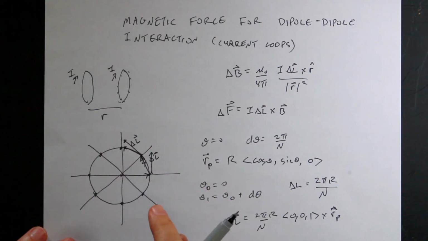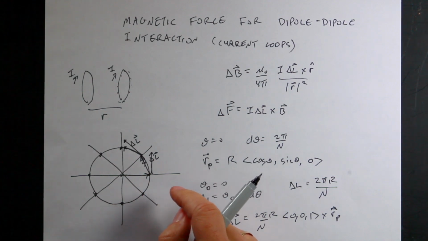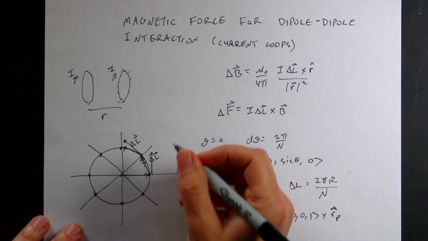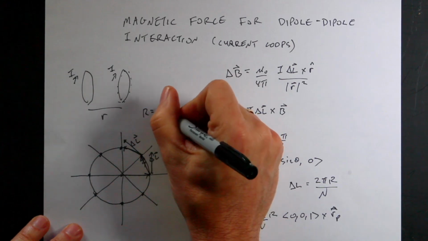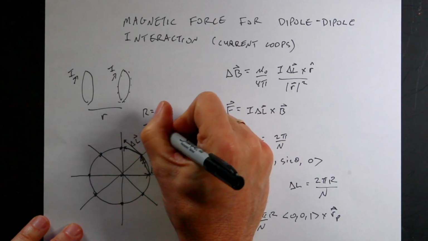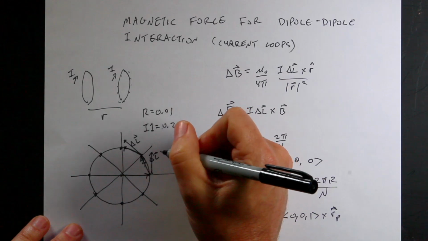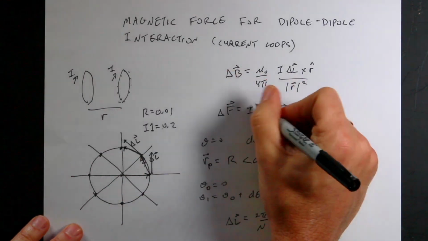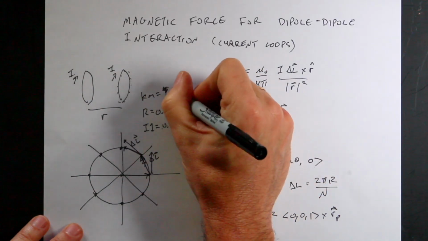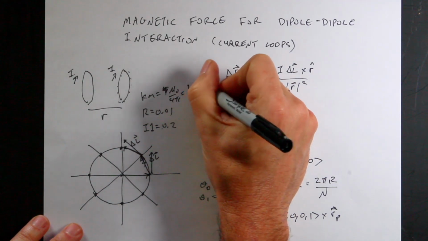Okay, so let's just do that. Let's build a ring with arrows in it. And I've done this before, but I'm going to do it again because it always helps to do things again. And let's just get started. So it's a numerical calculation, so I'm going to need to pick some values. Let's pick r equals 1 centimeter, 0.01 meters. I1, let's say, is 0.2 amps. That's all I need right now. I need this magnetic constant. I'll call it Km equals mu naught over 4 pi, which is 10 to the negative 7th. So I need those values.